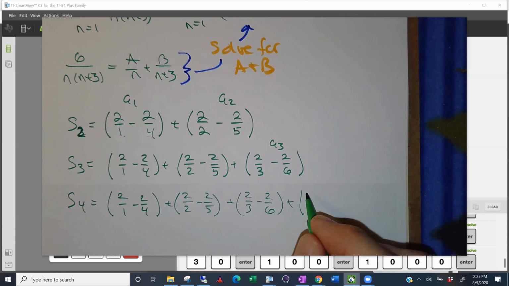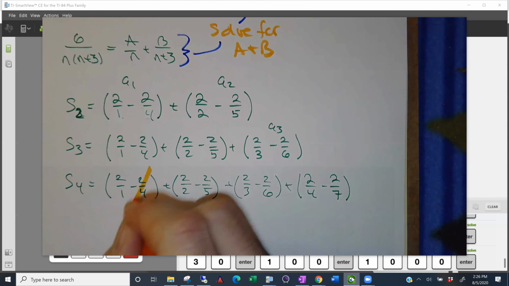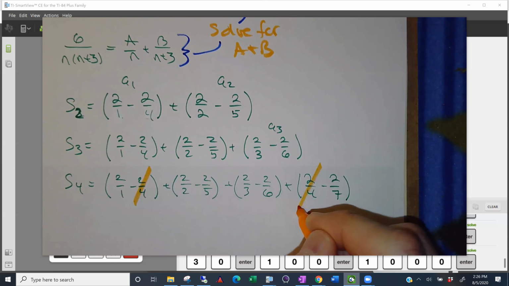Let's see, 2 over 4 minus 2 over 7. Finally, we're starting to see some cancellation. Wow. But you have to go a long ways to see that cancellation. That 2 over 4 term here and that 2 over 4 term here cancel.